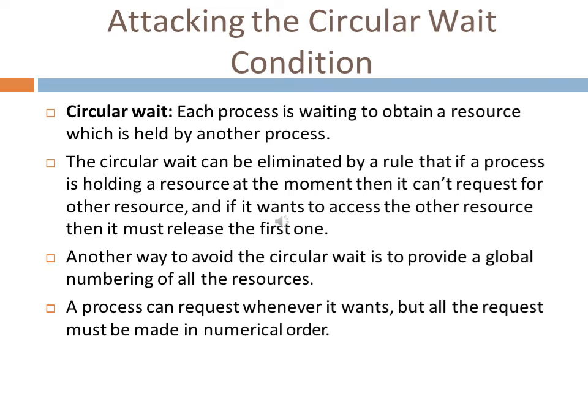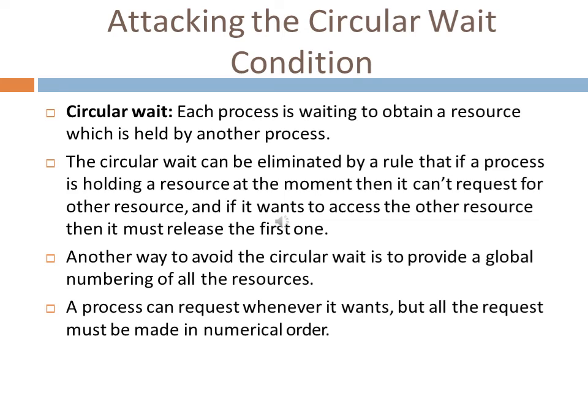Attacking the circular wait condition. Circular wait: each process is waiting to obtain a resource which is held by another process. Circular wait can be eliminated by a rule that if a process is holding a resource at the moment, then it can't request another resource, and if it wants to access the other resource, then it must release the first one.